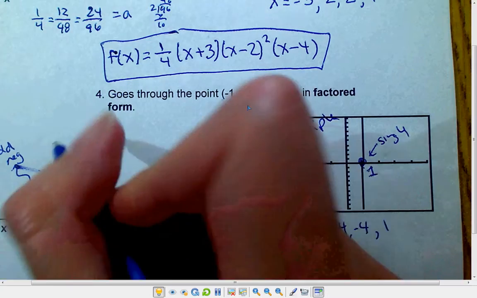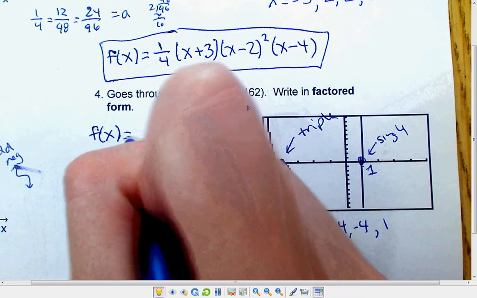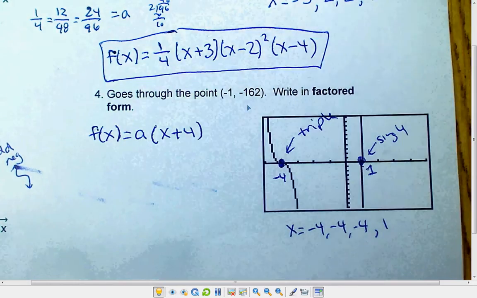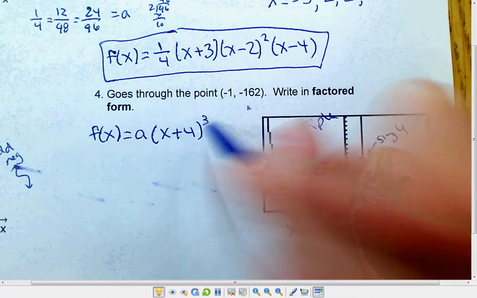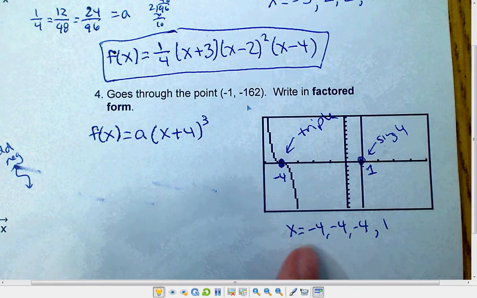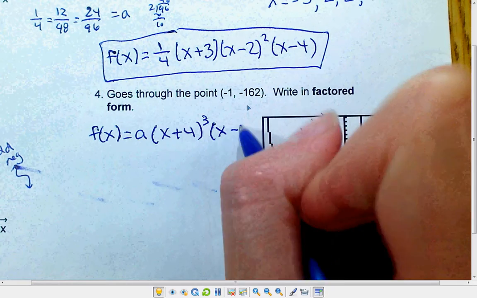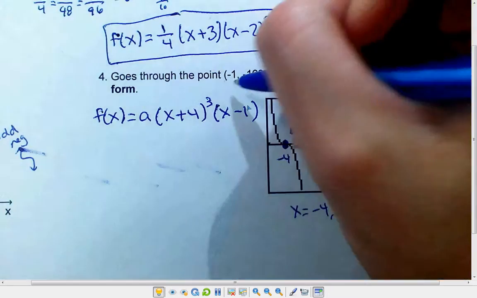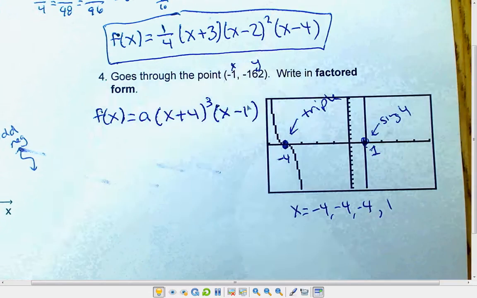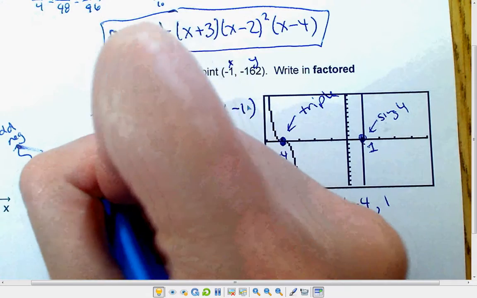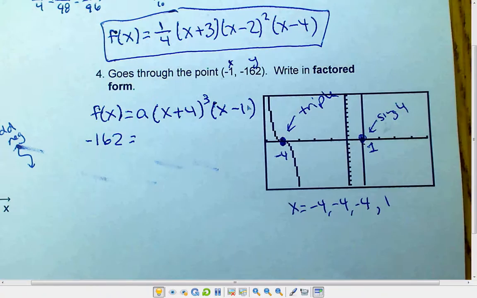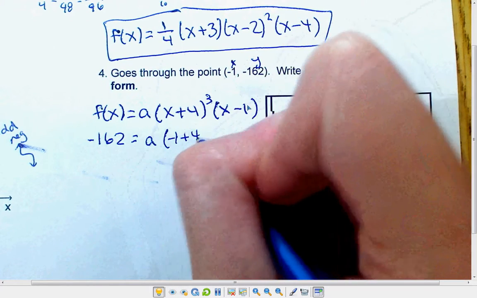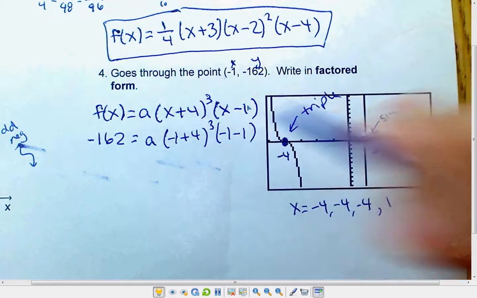Okay, so let's write this as an equation. So if f of x equals a, the -4 turns into x plus 4. Because it's a triple root, there's 3 of them, I'm going to cube the x plus 4. And then the 1 becomes x minus 1 for my factor. And just like my other problems, now I need a point x, y. There's my x, there's my y. I'm going to plug it in so I can solve for a. So I have -162 is my y value. For x, I'm going to plug in -1 for both my x's.